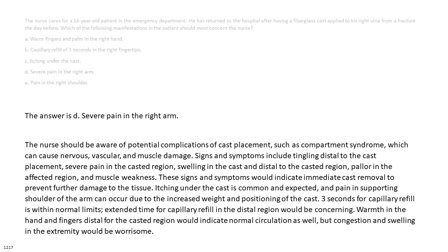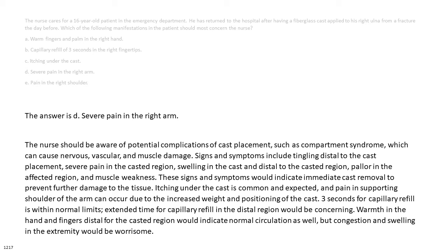The answer is D. Severe pain in the right arm. The nurse should be aware of potential complications of cast placement, such as compartment syndrome, which can cause nervous, vascular, and muscle damage. Signs and symptoms include tingling distal to the cast placement, severe pain in the casted region, swelling in the cast and distal to the casted region, pallor in the affected region, and muscle weakness. These signs and symptoms would indicate immediate cast removal to prevent further damage to the tissue.